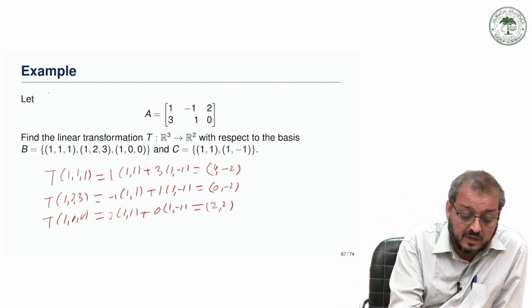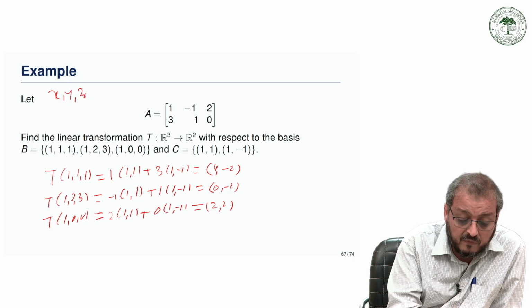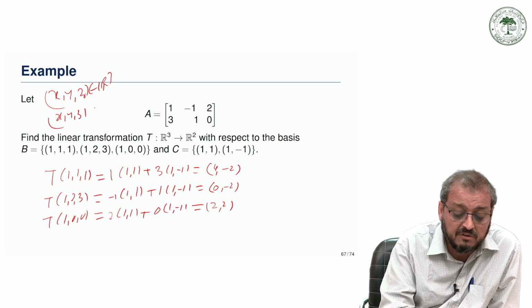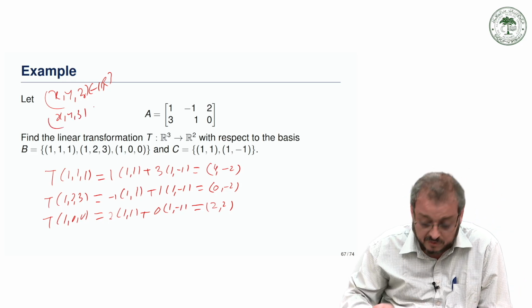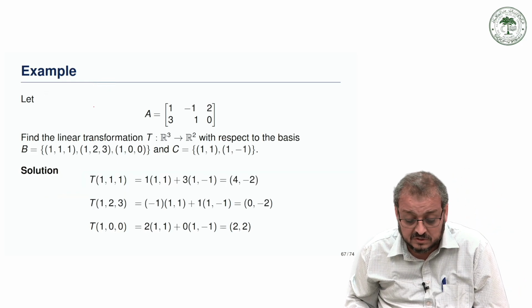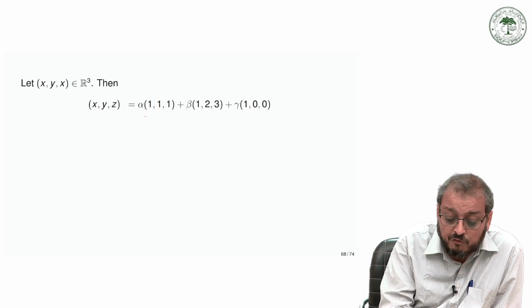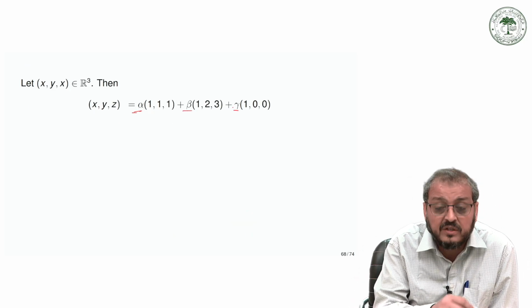Now we have to take any (x, y, z) that is an element of R3. Then this (x, y, z) can be written as a finite linear combination of the elements of this set. Okay, this just means (x, y, z) can be written in this form. Now we have to find the values of alpha, beta, gamma in terms of x, y, z.